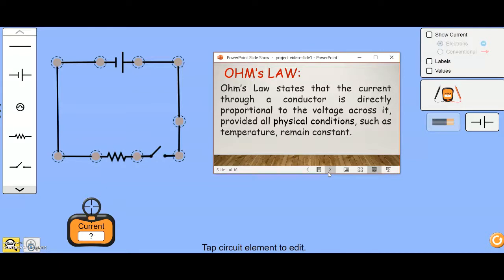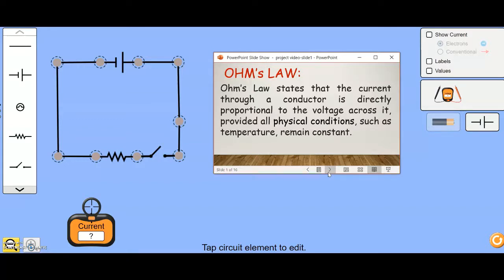What do we mean by physical conditions? Physical conditions here refer to physical quantities. Anything that can be measured or quantified is called a physical quantity, such as length, mass, or temperature in this case. Something which cannot be measured or quantified is not a physical quantity, such as happiness, sadness, or how interested you are in learning Ohm's law.